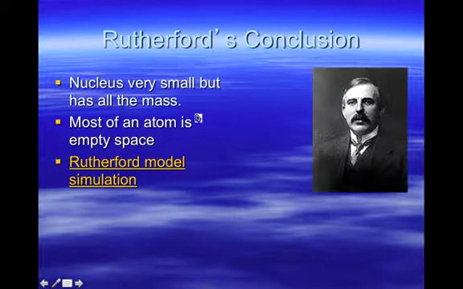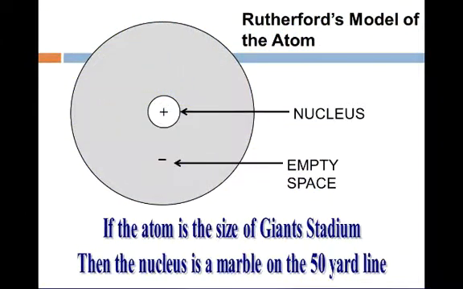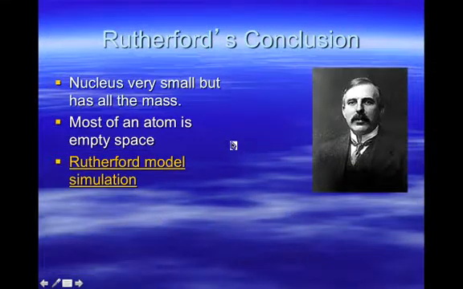The nucleus is very, very small and has all the mass. And most of an atom is empty space. So the nucleus sits in the middle, the electrons fly out around it, and the nucleus has to take up a very, very small space. That was his thing. And he was from New Zealand, by the way.